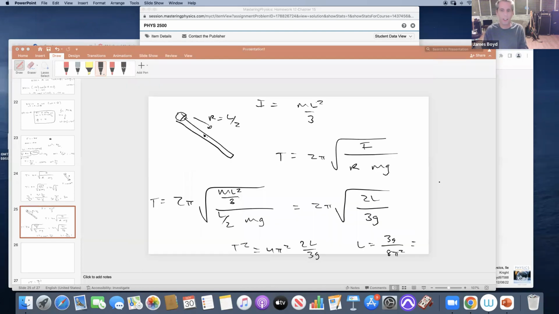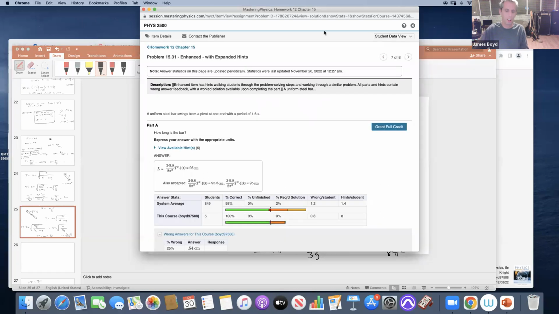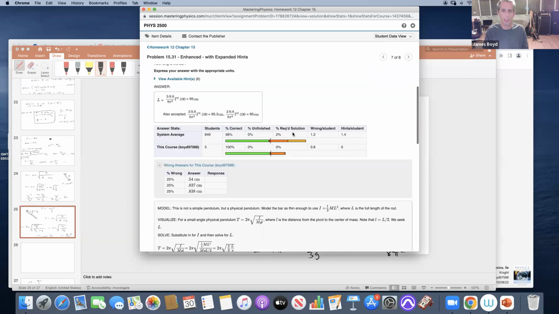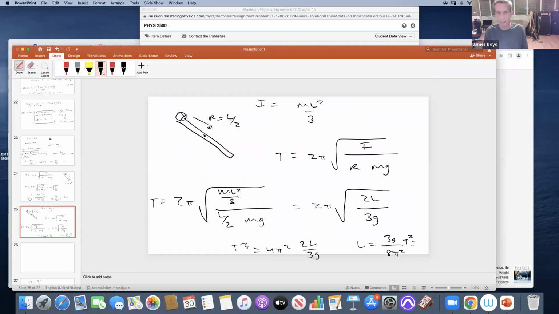Oh, I forgot the T on the other side. Times T squared. So if you do that, you get 0.95. The period is 1.6 seconds. I was just dumb. I did this right, I just forgot the T when I did everything.